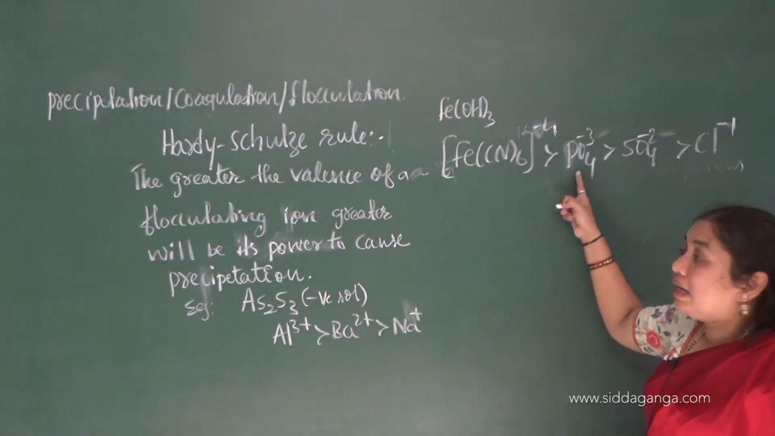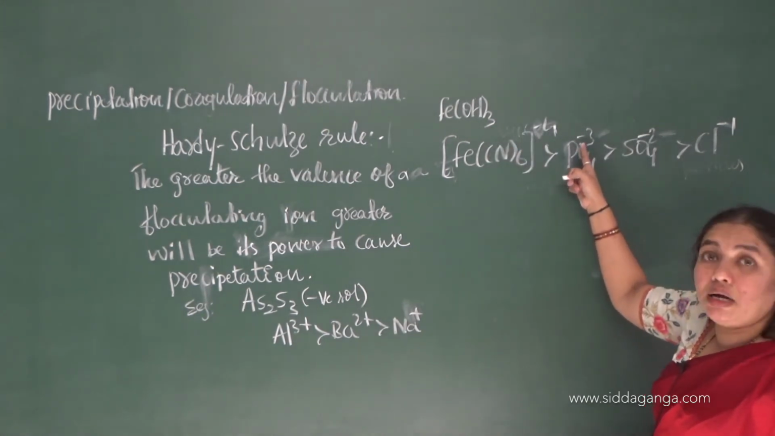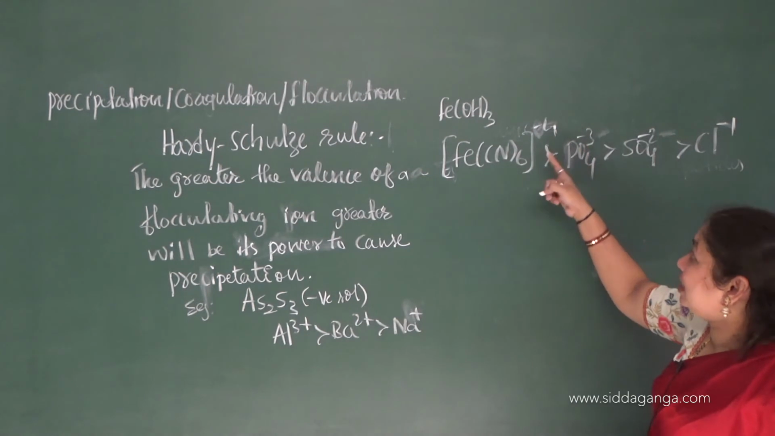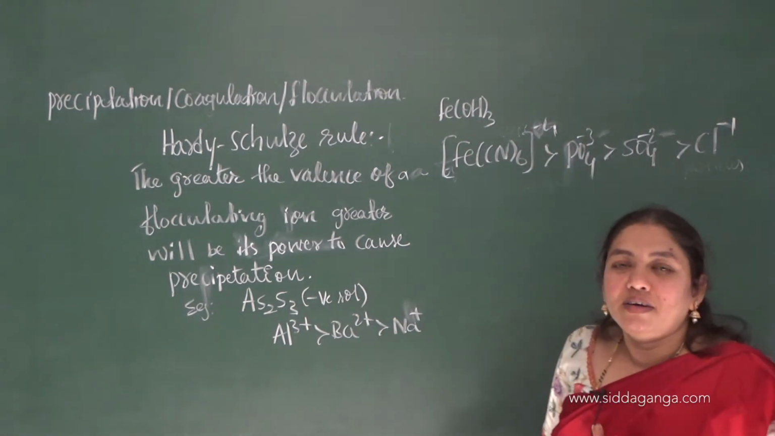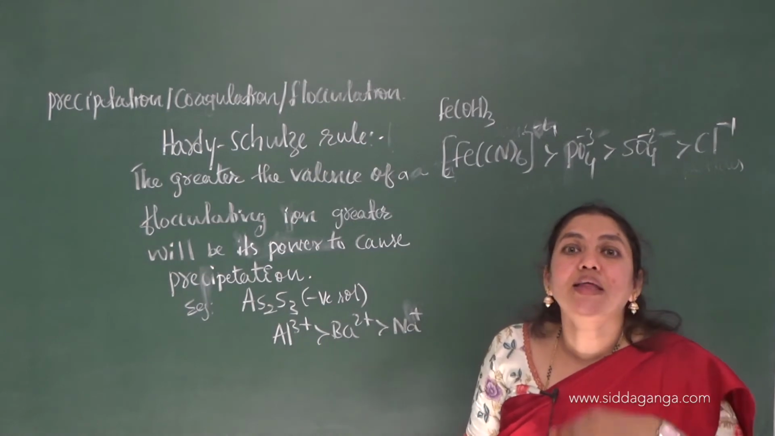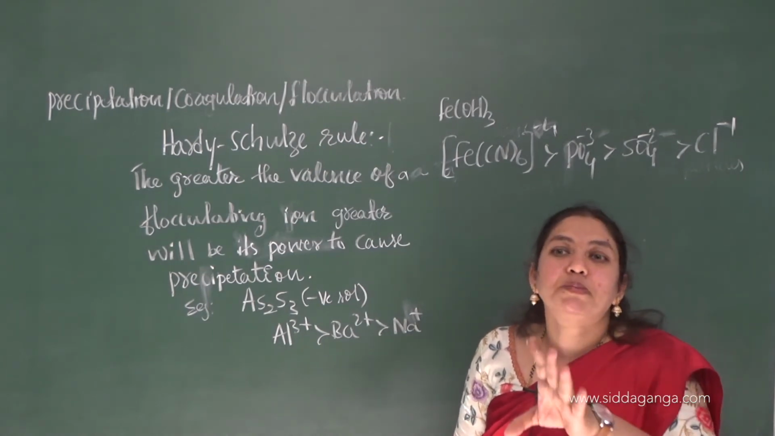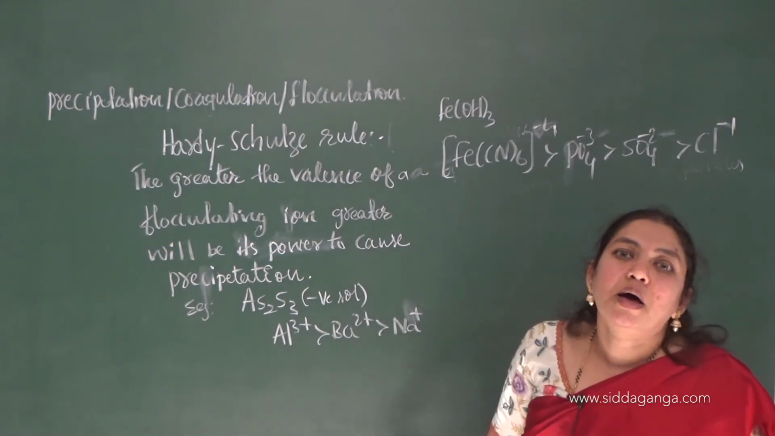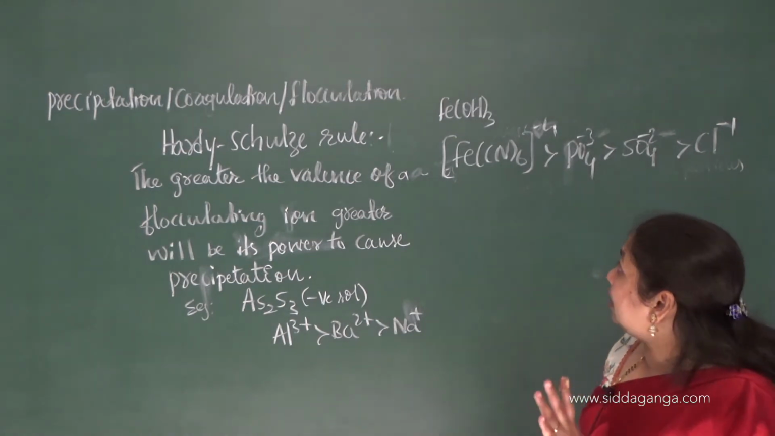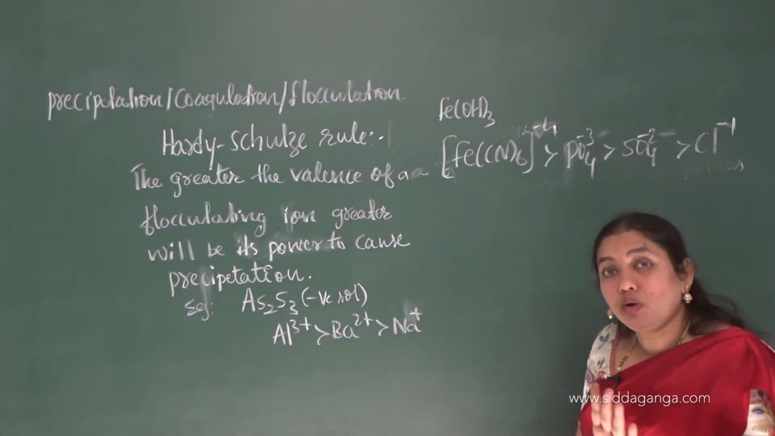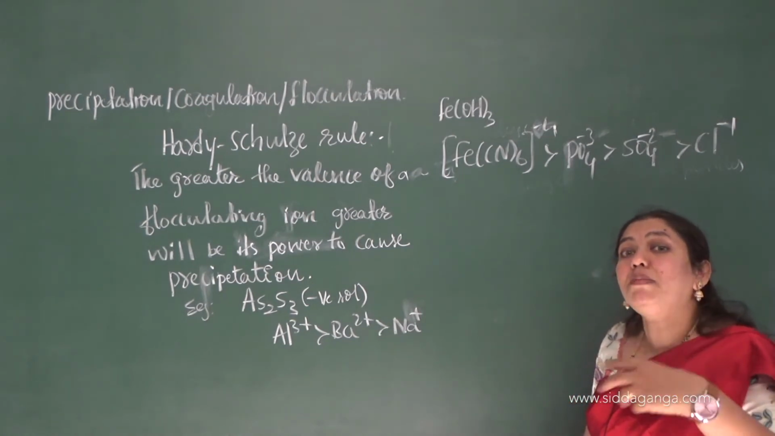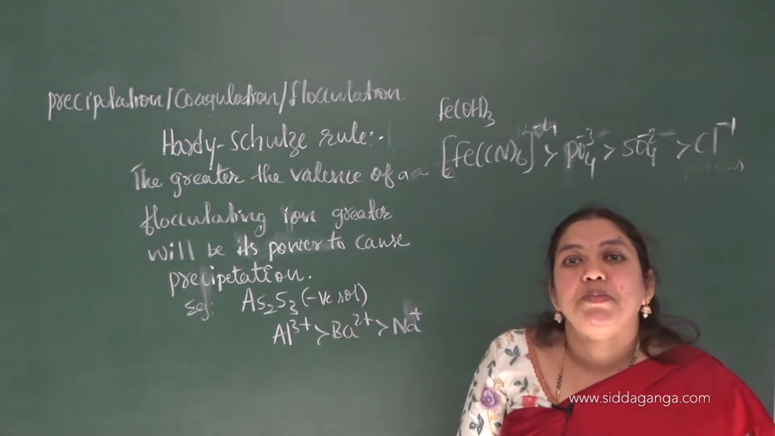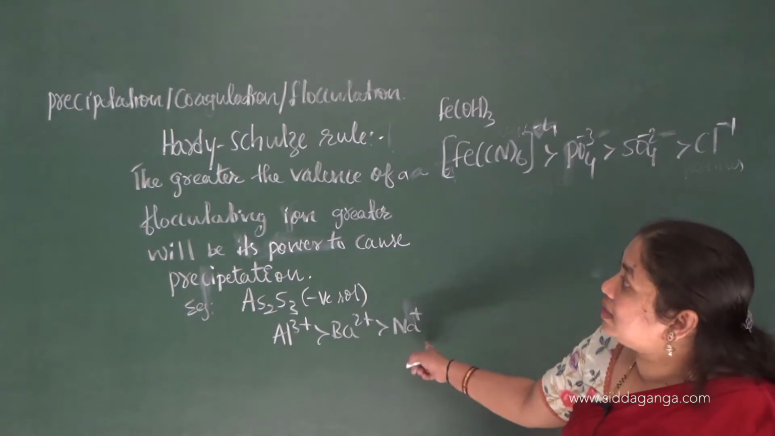If you take PO4, it has only minus 3 charge, compared to this one, minus 4 and minus 6. Don't look at the sign of the charge here; the number of charges is important. The higher the number of negative charges, the more its precipitating power. Similarly, the higher the number of positive charges, the more its precipitating power. Don't think minus 4 is smaller than minus 3. You have to see that more negative or positive charges means more precipitating or coagulating power.